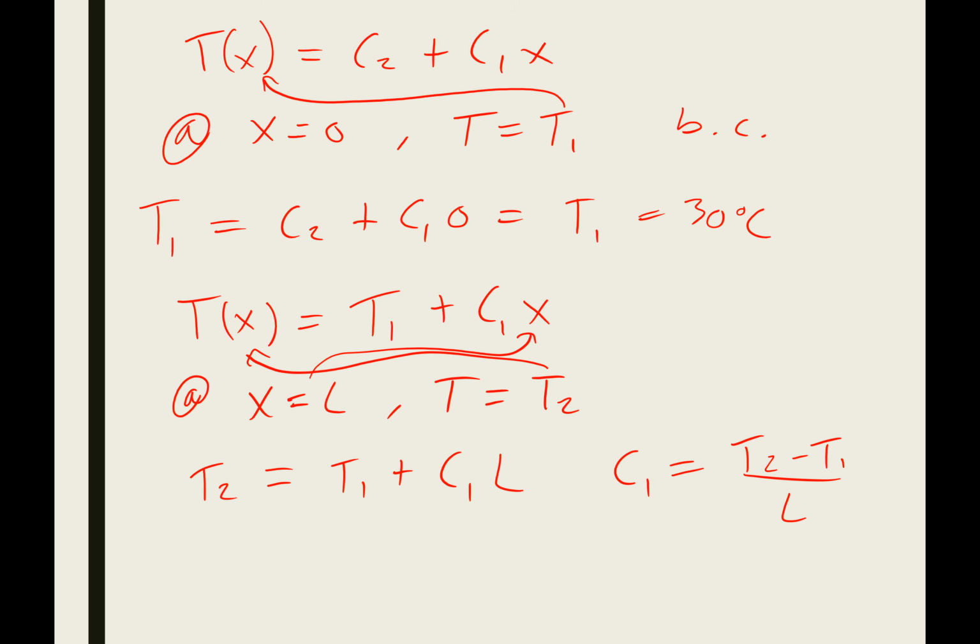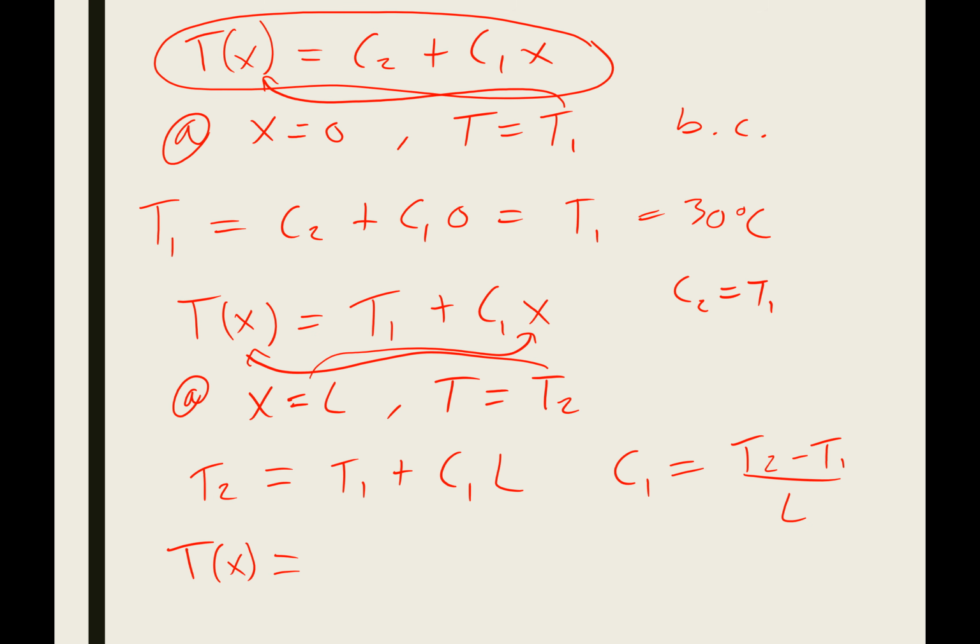Did I write C2 down explicitly? Yeah, okay. So C2 is just equal to T1. So now we just take those constants and plug them back into this general form of the equation, and we get temperature as a function of x is equal to T1 plus T2 minus T1 divided by L multiplied by x. So now we have an equation that tells us what our temperature is going to be anywhere throughout that wall. So this is about as simple as it gets with this temperature being linear.